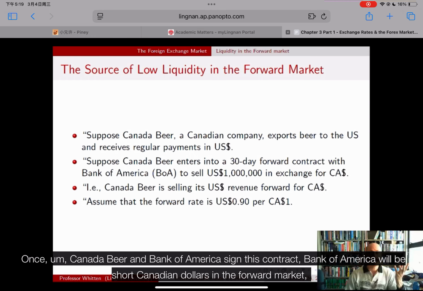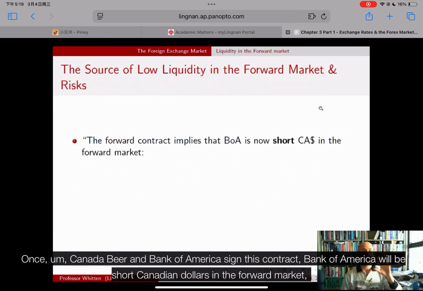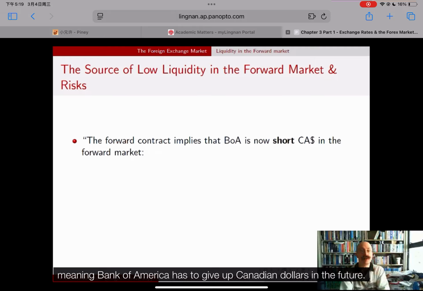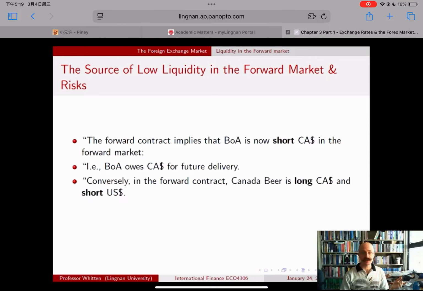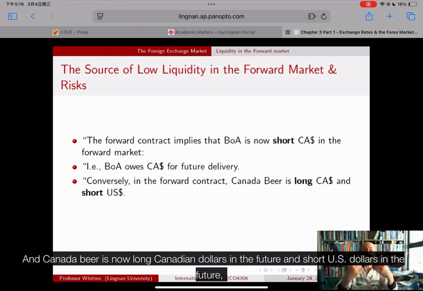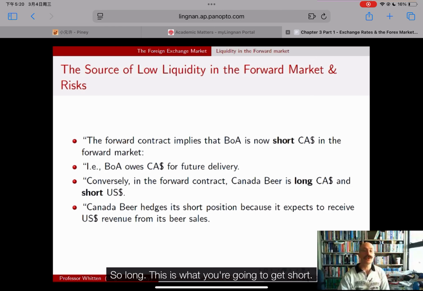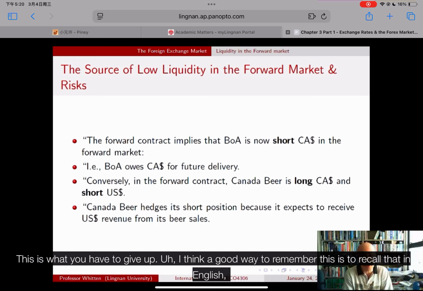Once Canada Beer and Bank of America sign this contract, Bank of America will be short Canadian dollars in the forward market, meaning Bank of America has to give up Canadian dollars in the future. And Canada Beer is now long Canadian dollars in the future and short US dollars in the future, because Canada Beer will be getting Canadian dollars and giving up US dollars. So long, this is what you're going to get. Short, this is what you have to give up.